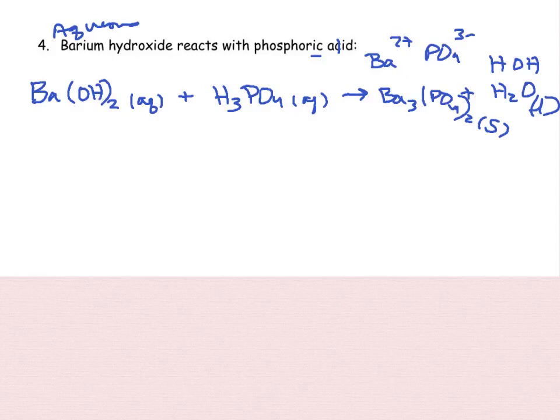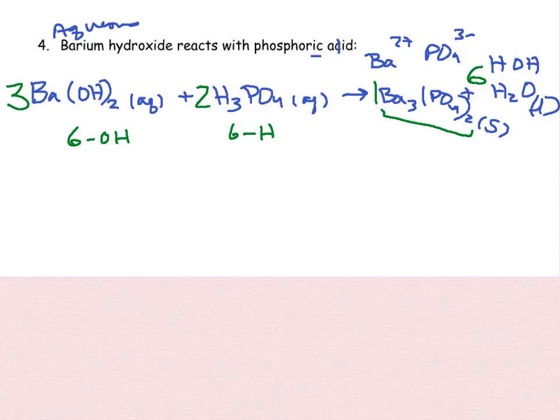To balance it, though, we need to make sure everything is even left and right, and this is the most complicated part of the reaction. 3 bariums, I need 3 on the left. 2 phosphates, I need 2 on the left. That gives me 6 OHs in the barium hydroxide and 6 H's in the acid, which is why I need to put a 6 in front of the H2O or the HOH. 3, 2, 1, 6 to balance.